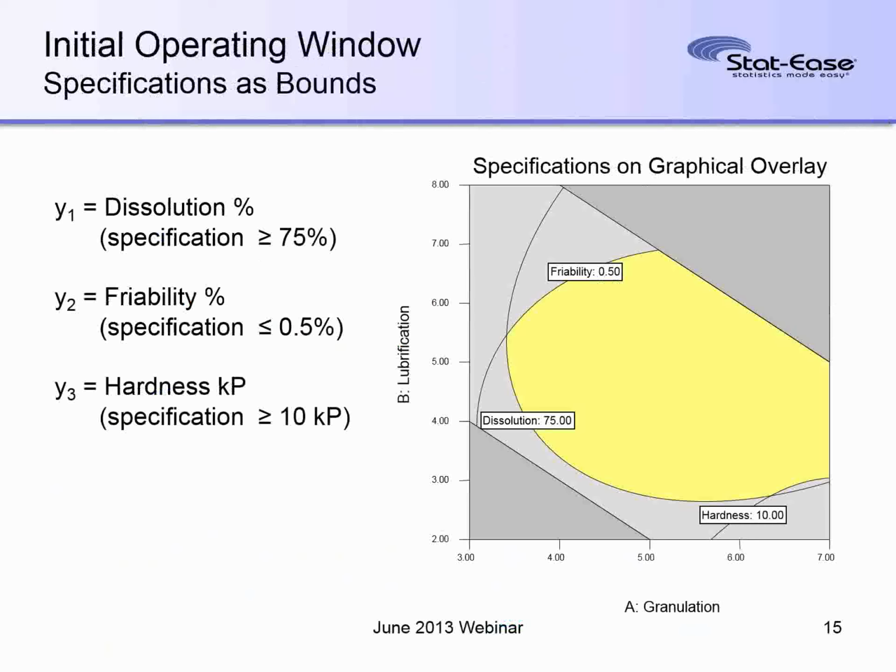So what will happen is we're going to go through the analysis, and we're going to find places where all of these goals can be achieved simultaneously. So where does the dissolution exist above 75%? Where is the friability less than 0.5? Where is the hardness greater than 10? All of these things simultaneously solved for.